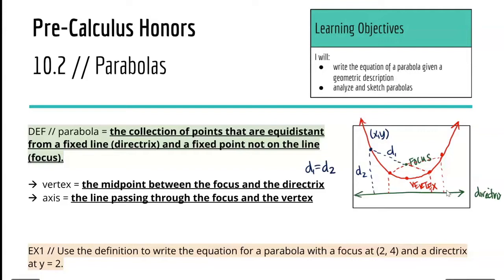I did mention the axis of symmetry. I'm going to draw it as a solid line. It will pass through both the focus and the vertex, and it will be perpendicular to the directrix. And this is going to be our axis of symmetry, sometimes just called the axis.